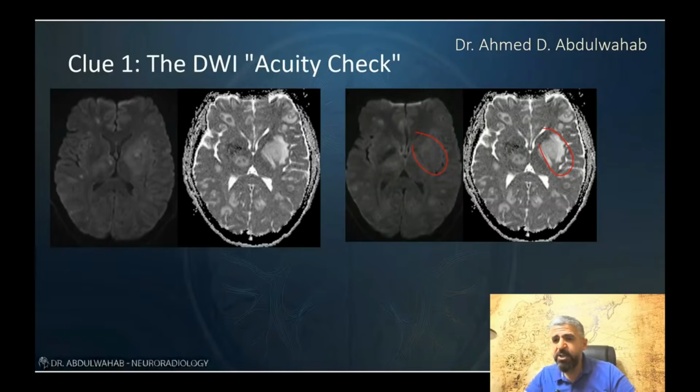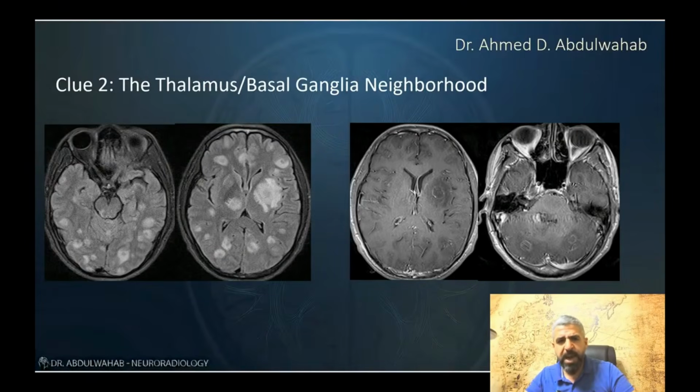If the center of the lesion does not restrict intensely like pus, it's something else. We are not dealing with a pyogenic bacteria. What are we dealing with? Look here. It's not restricted, not like the pus, not like the abscess. Again here. Let's go to clue number 2. It's called the thalamus and the basal ganglia neighborhood.